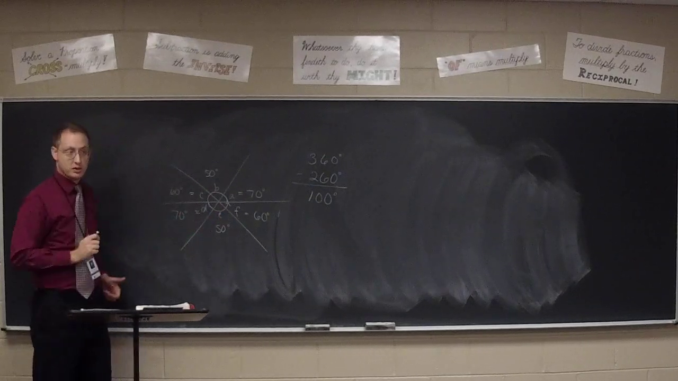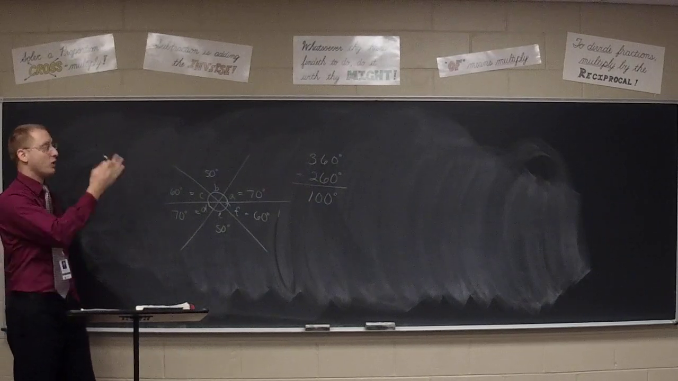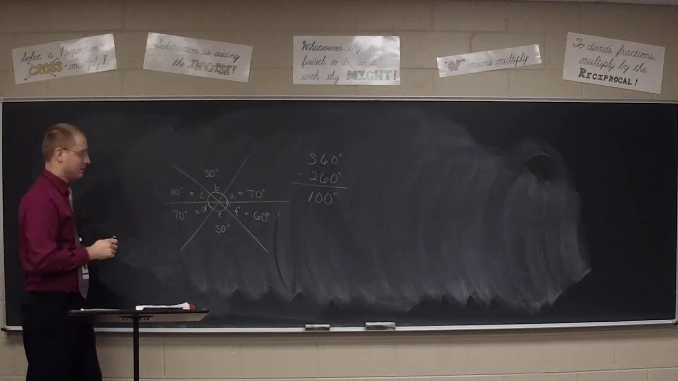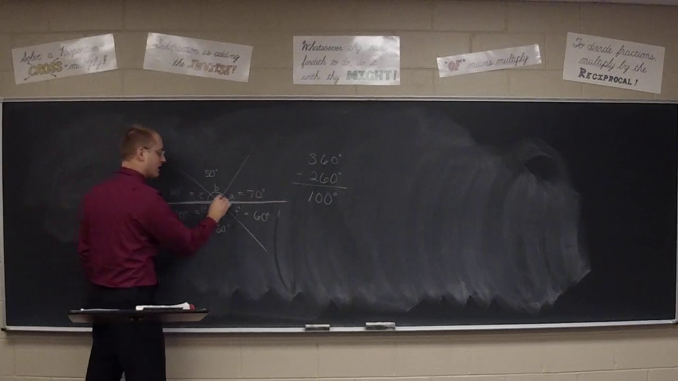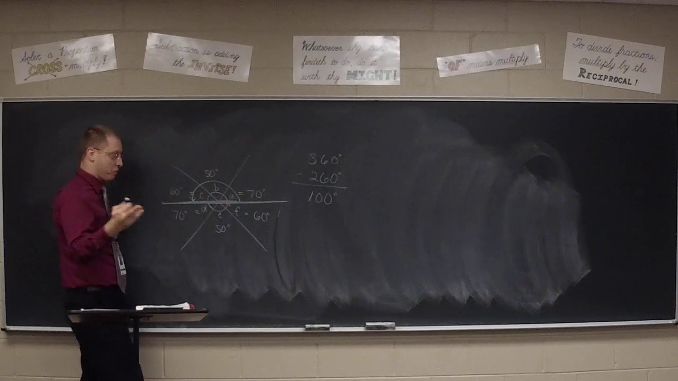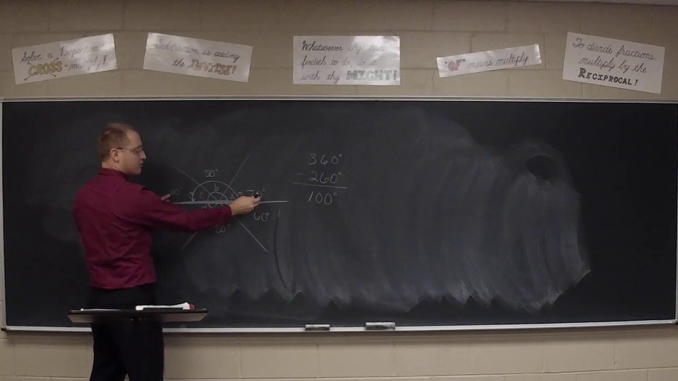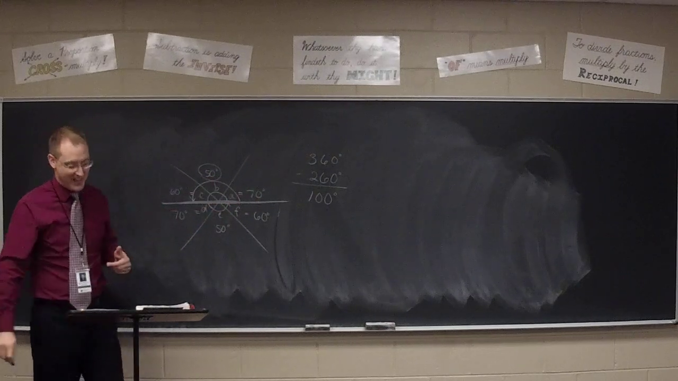There's actually a slightly easier way. Anyone think of another way, without adding them all together to get 360? If this is a straight line, then these three add up to a straight angle, which is 180. So I've got 130 subtracted from 180 gives me 50, and therefore this is also 50. That's another way we could have gotten it as well.